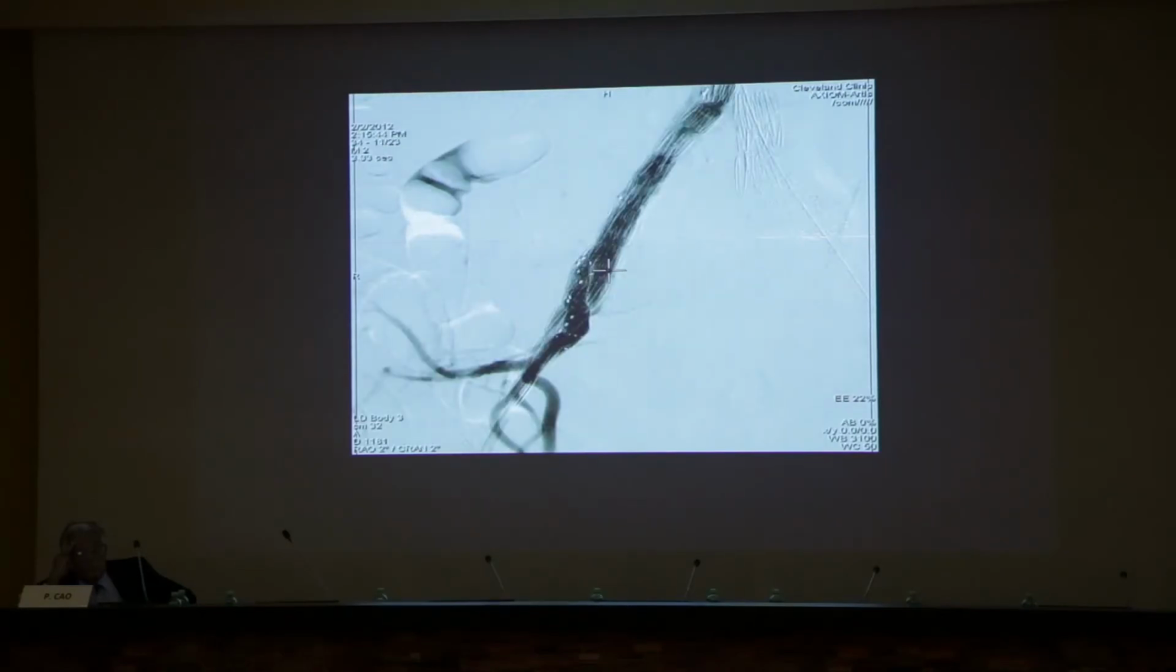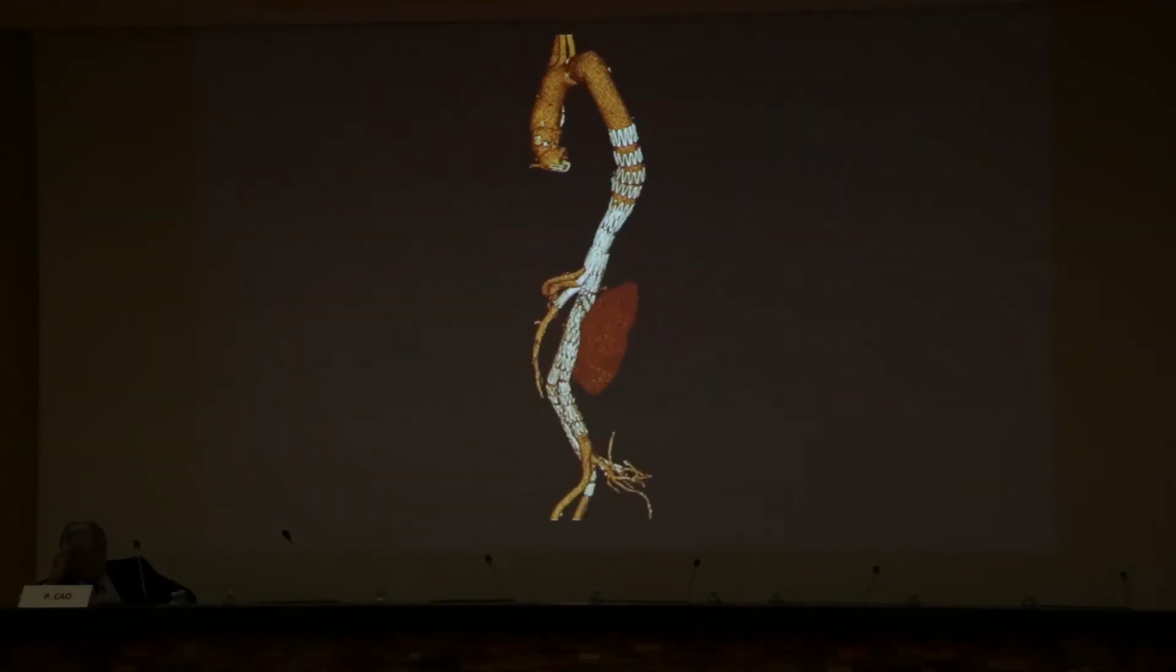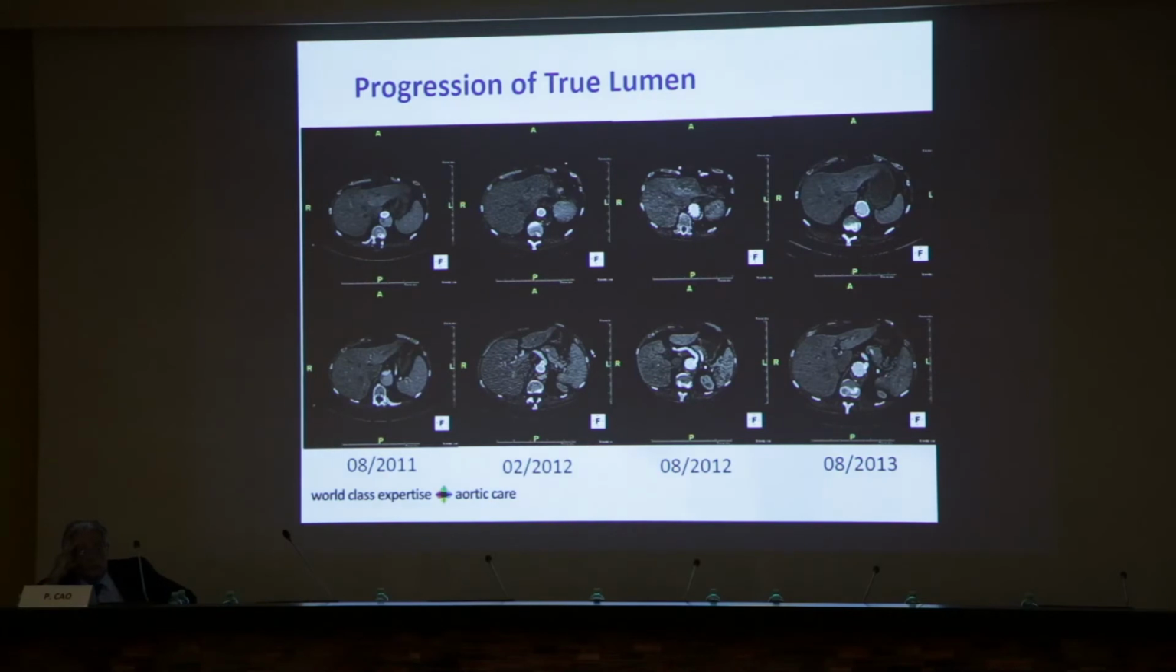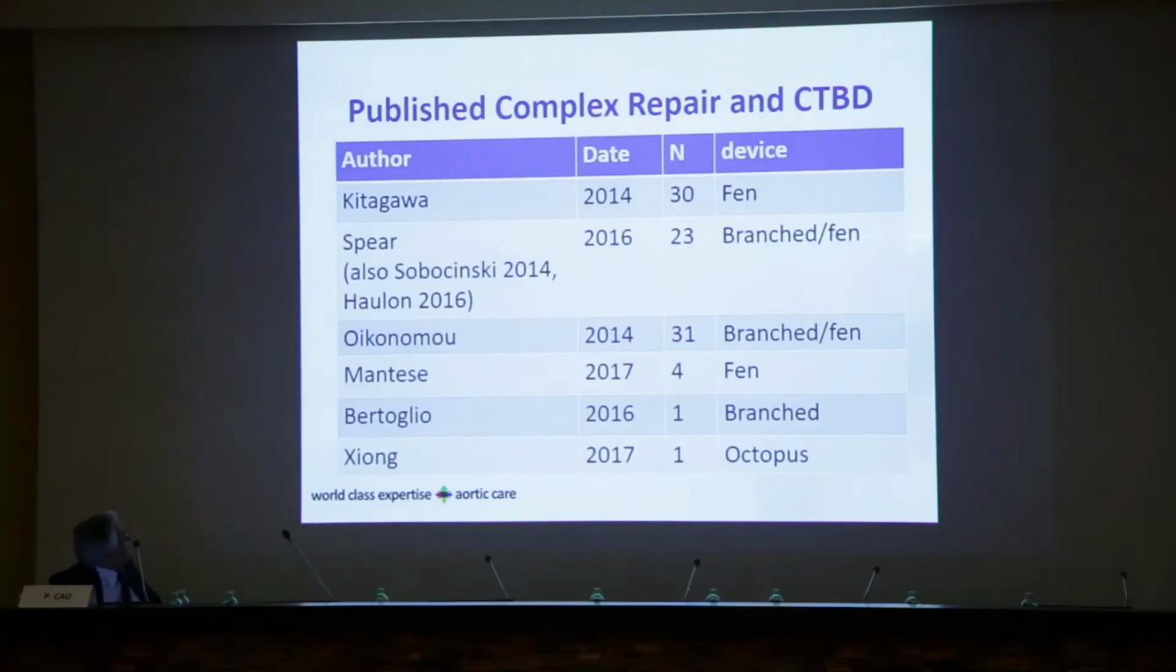And there's the iliac branch outcome, and this is what it looked like finally. So this is the patient I showed you earlier, and you can see that his repair matured quite well, despite the fact that he was a Marfan's patient, and despite the fact that he had a lot of challenges.